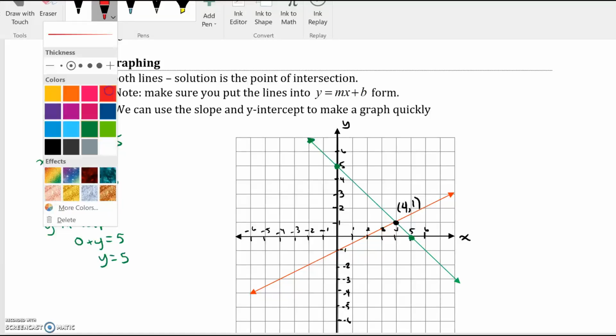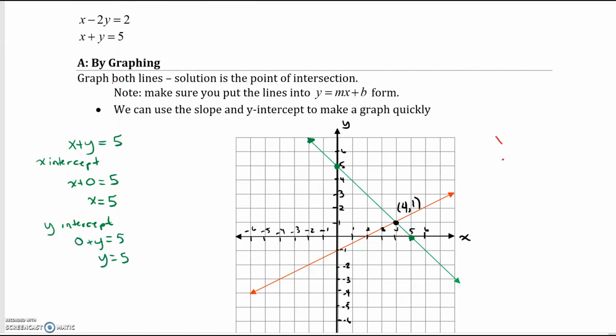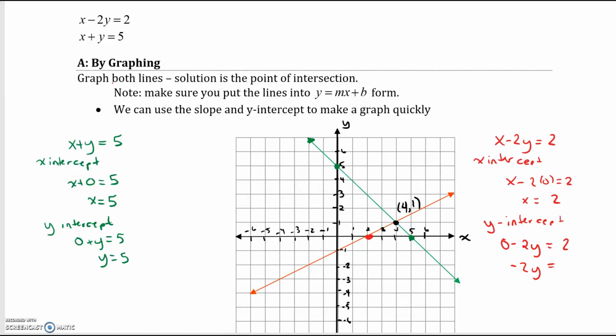Similarly, the equation x minus 2y is equal to 2 can be found to have an x-intercept of 2 and a y-intercept, which we find again by subbing in x equals 0, of negative 1. Combining the x and y-intercept with a straight line leads to the red graph that's shown.